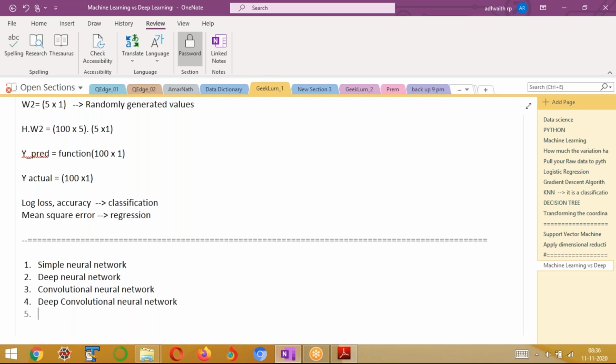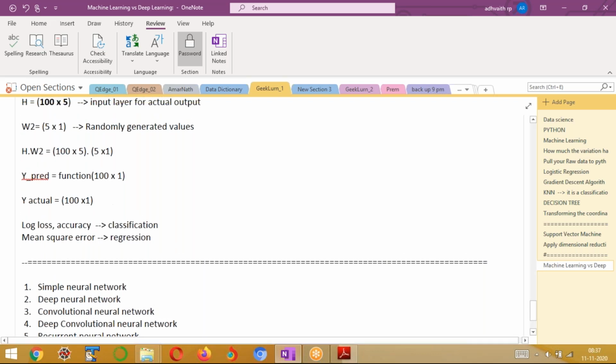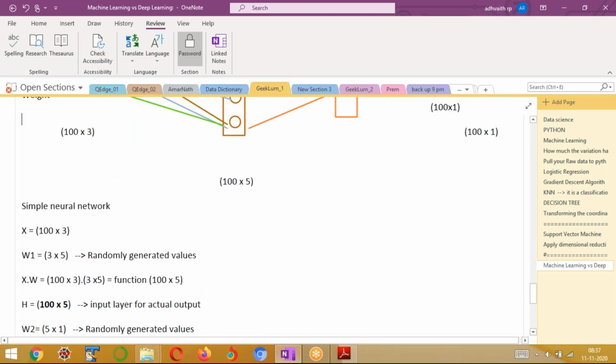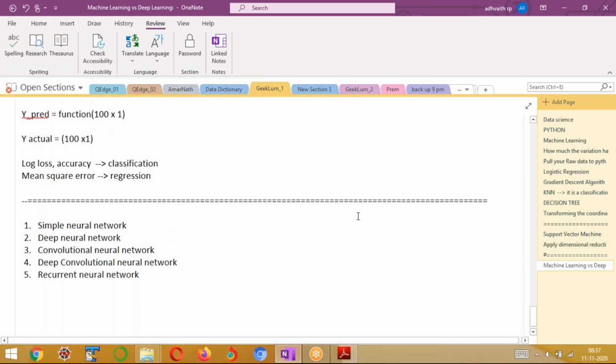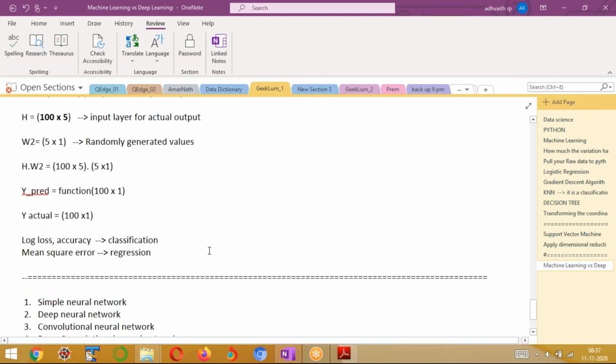It's not an easy thing, which is called recurrent neural network. Now, according to your syllabus, we need to cover these first four things. So writing this code will be very easy, no need to worry. So now you understood how a simple neural network is getting formed. Fifth is also mentioned. Okay, let me check. We'll see.